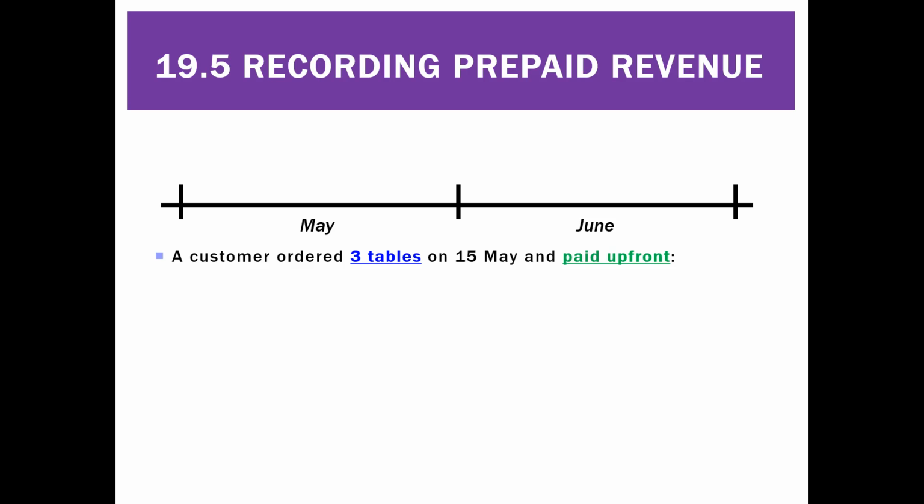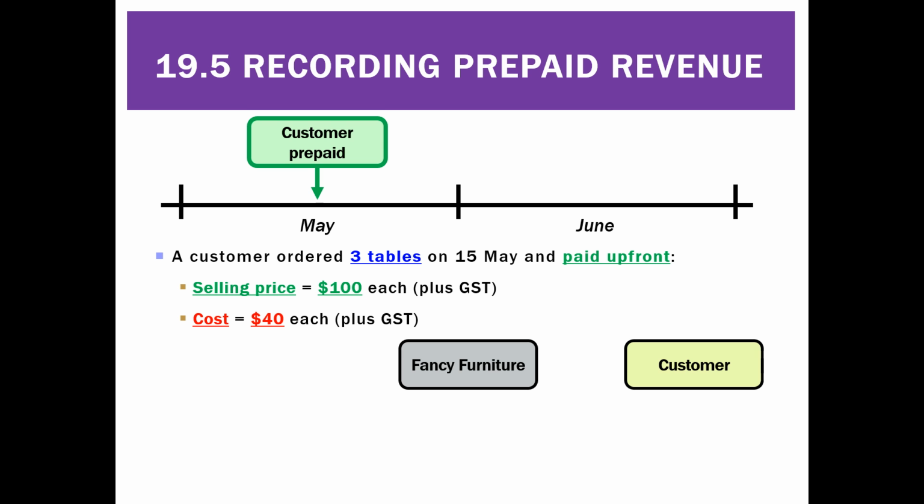So what we said was in May, a customer ordered 3 tables, let's say on the 15th, and paid up front. The selling price is $100 each plus GST, and the cost price is $40 each plus GST. So we are Fancy Furniture. The customer is going to prepay us in May $300 plus GST, so that goes to us.